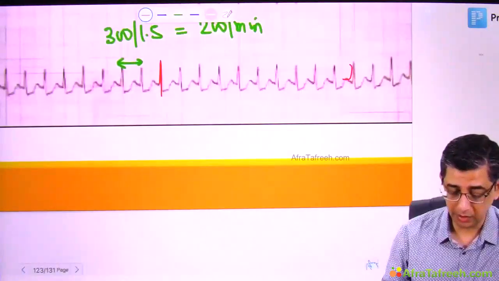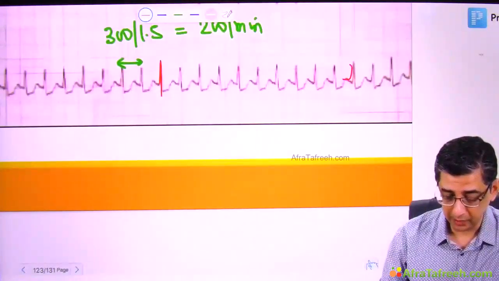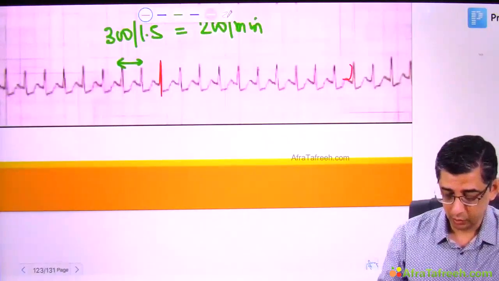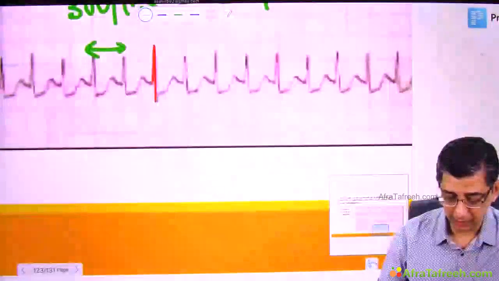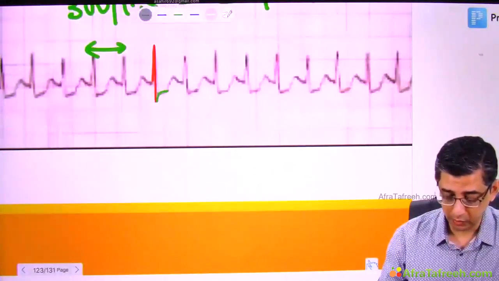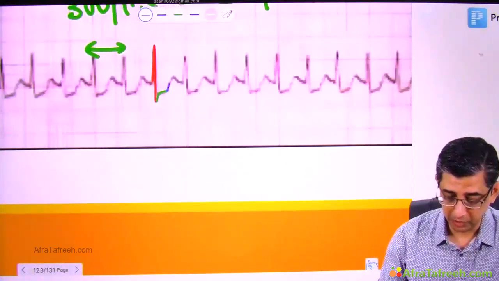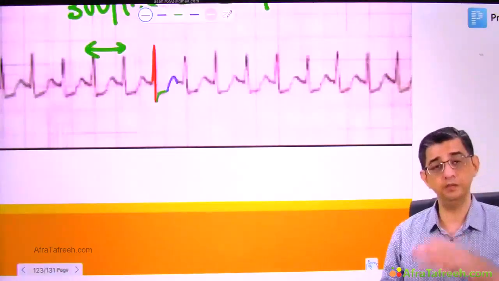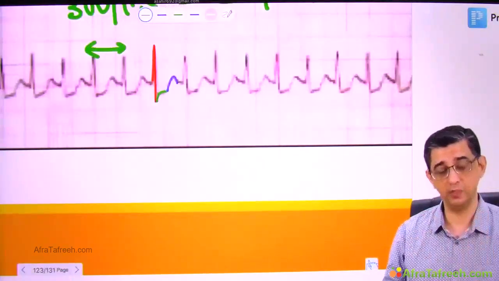Now I'm doing an ink change and highlighting that there is some magnitude of ST depression. In fact, I'll make it a little more prominent for you. You will notice that there is some magnitude of ST segment depression. And then in blue, I am showing a wave which is formed due to merging of the P and the T wave. The P wave of the next complex and T of the previous one.